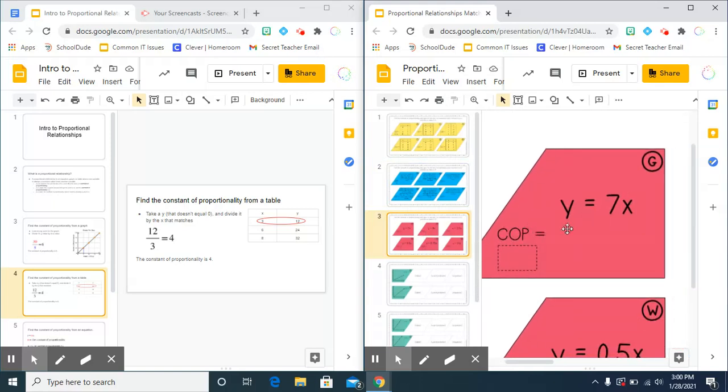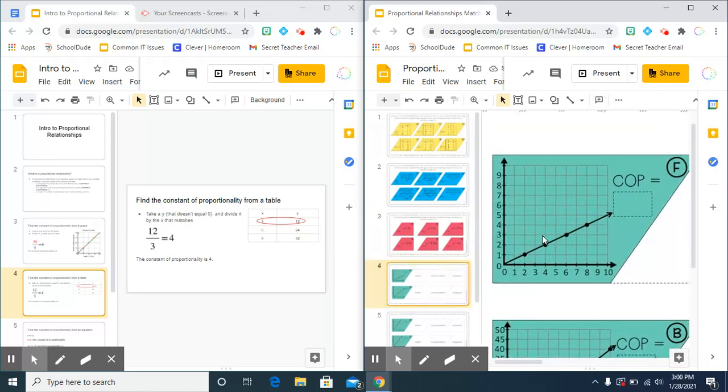Perhaps the easiest method is equations. Here we see that our constant of proportionality is right in front of the x, and in this case, that would be 7. And finally, we can look at a graph, take a coordinate, and divide its y value by its x value, or in this case, 1 divided by 2, which is 0.5.